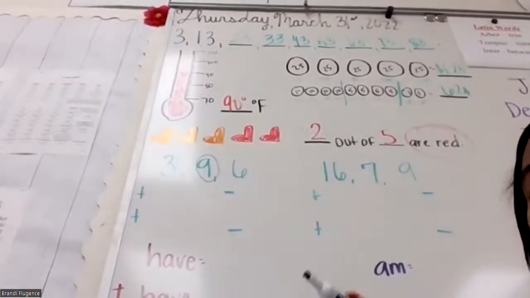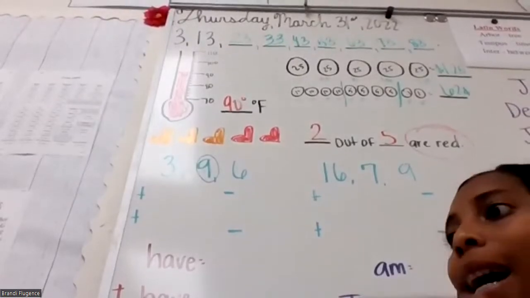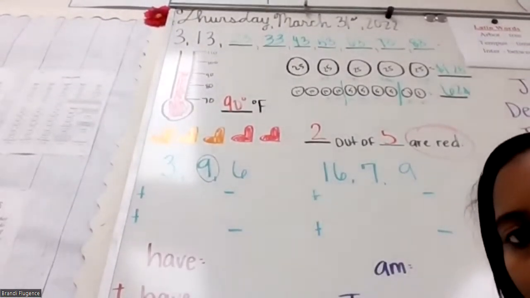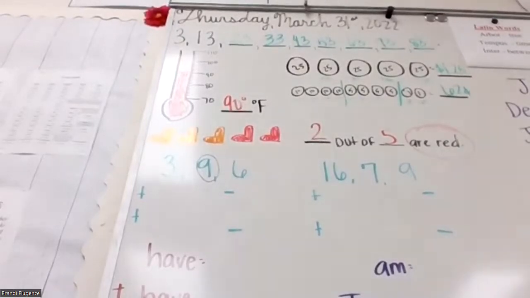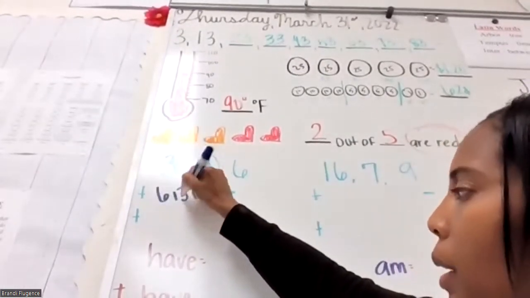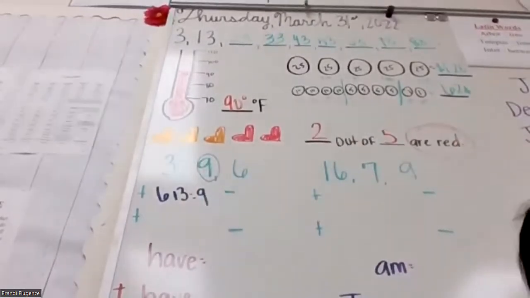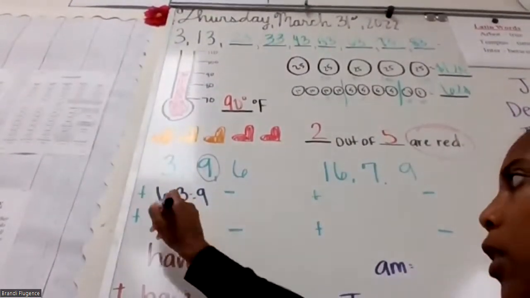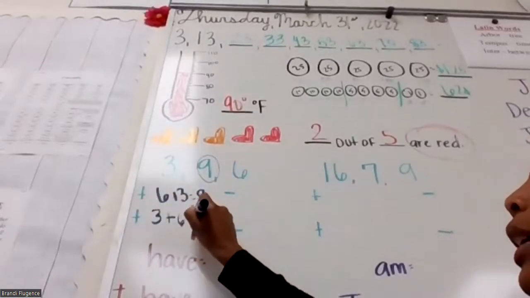So what would be an addition fact I could build from 3, 6, and 9? 6 plus 3 equals 9. Okay, what's another one we can build? 3 plus 6 equals 9, the twin.